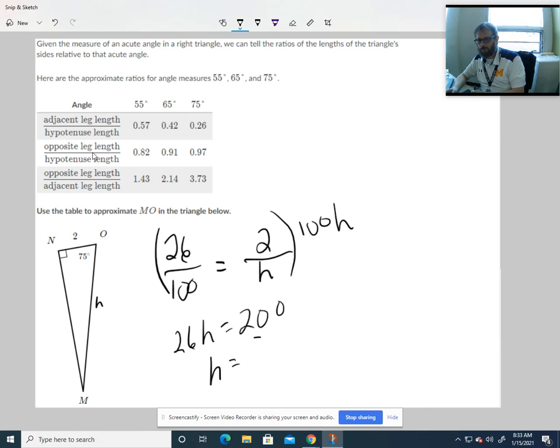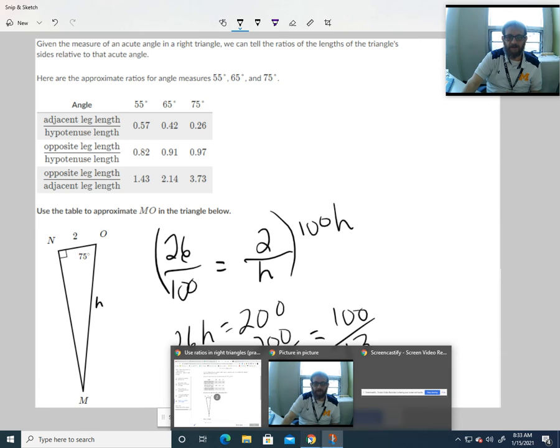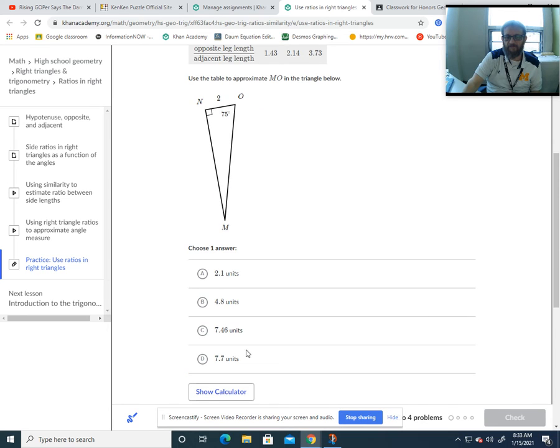And so H equals 200 over 26. Well, that is going to reduce to 100 over 13. That's how I would present the answer. I don't know what they're going to ask for, so I'm going to go back over here and see what they asked for. Oh, they gave us a couple of different choices here.